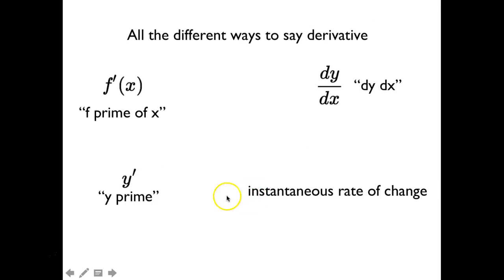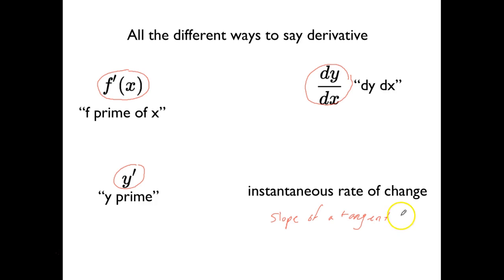First off, let's show you how to say it. So there's multiple ways to say derivative. You could say f prime of x. That's one way to say the slope at any point. dy over dx is another way to say the slope at any point, or y prime. And then verbally, you can say instantaneous rate of change, instantaneous velocity or acceleration, depending on what you're talking about. Or you can say the slope of a tangent line. So you got various ways to say derivative. Right here there's 5 plus just the word derivative. We got 6 different ways already.